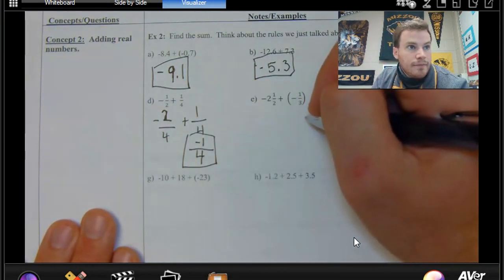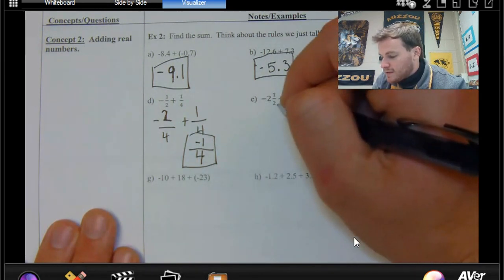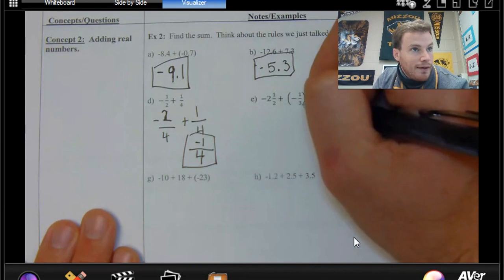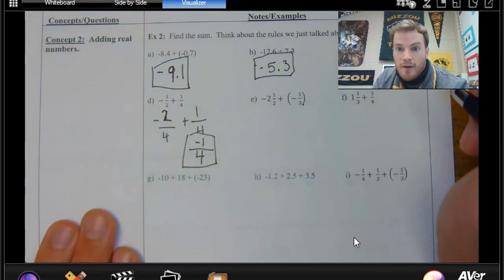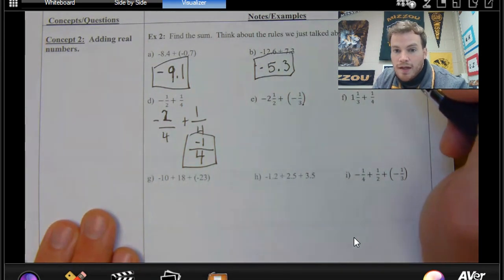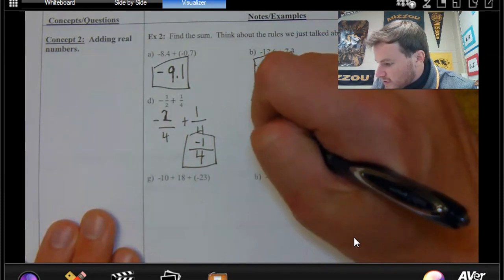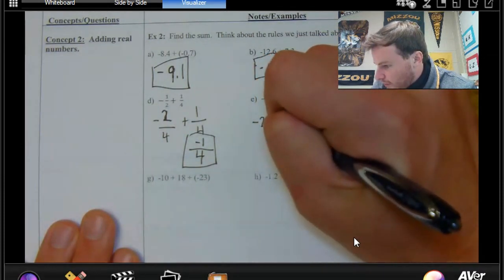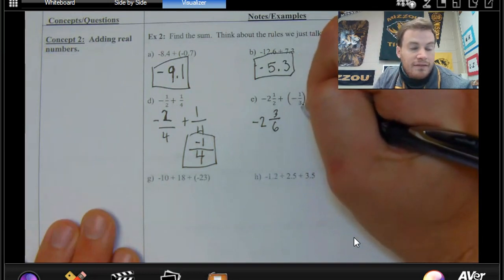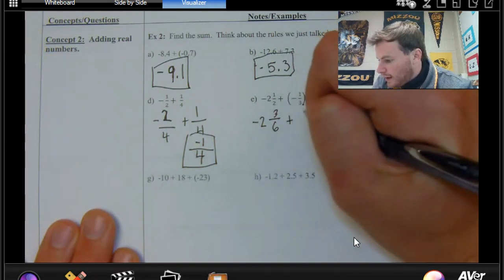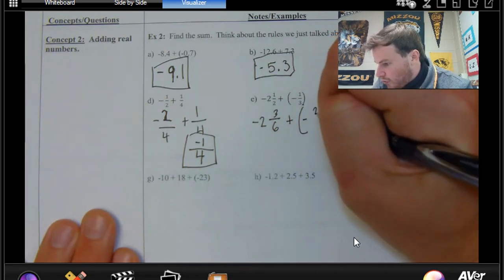On E, what we need to do is find a common denominator as well. This is 2, this is 3. What I'd like you to do is figure out the lowest common denominator. That's going to be 6, since 2 times 3 is 6. So it's negative 3/6, and it says plus a negative 2/6.